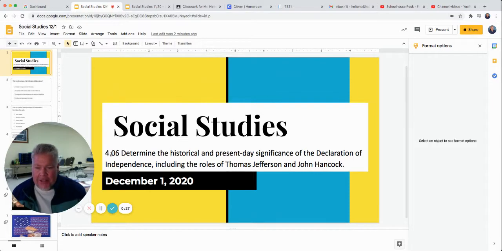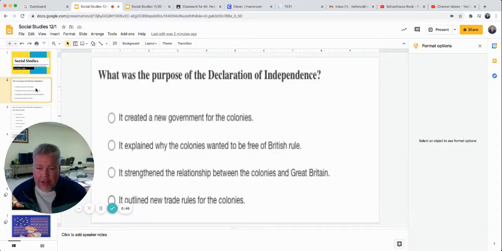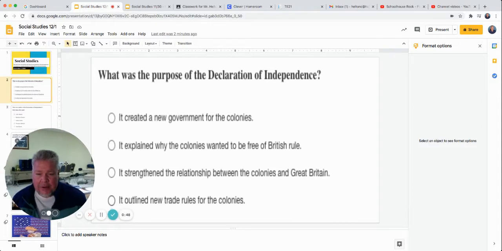So this is standard 4.06. It says, determine the historical and present day significance of the Declaration of Independence, including the roles of Thomas Jefferson and John Hancock. So we're basically about the Declaration of Independence. Now, let's take a look at the questions you had to answer on the benchmark test, and let's see what the right answer would have been.